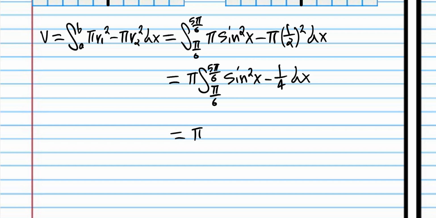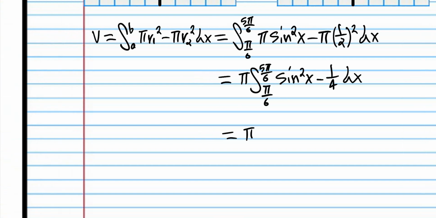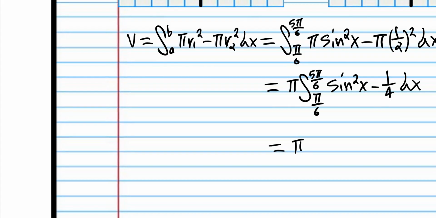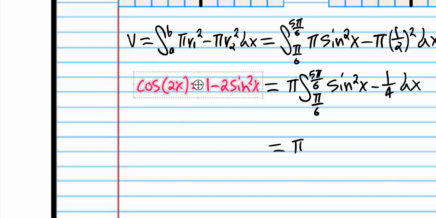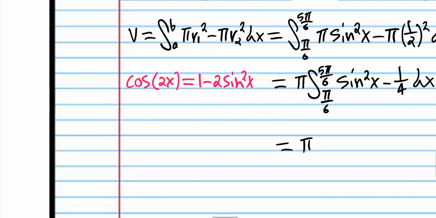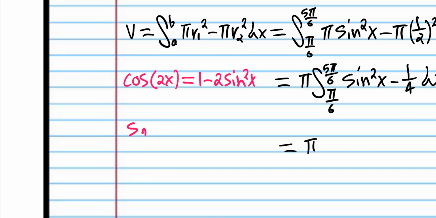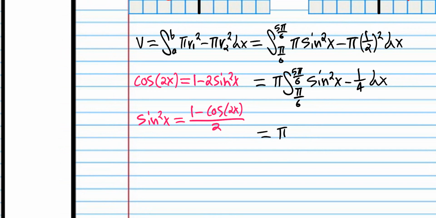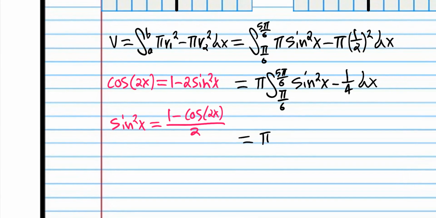Problem is, we have sine squared. We don't know what to do with that. We can't integrate that. So remember, when we have sine squared, we use this identity to help us. And what we do is we solve for sine squared. So we're going to change the form of the expression in the integral to help us integrate. So we have 1 minus cosine 2x over 2. So we're going to replace this expression here with that.